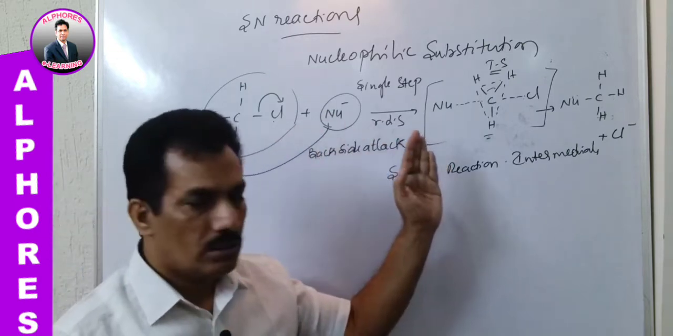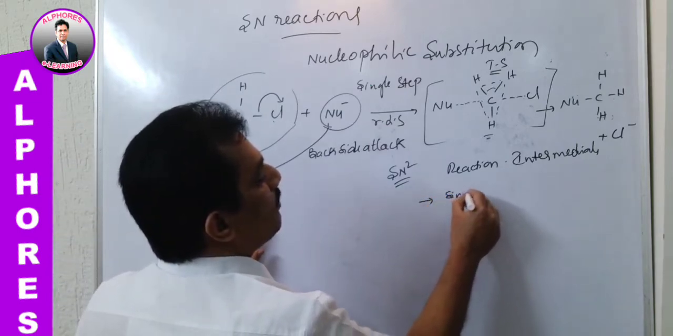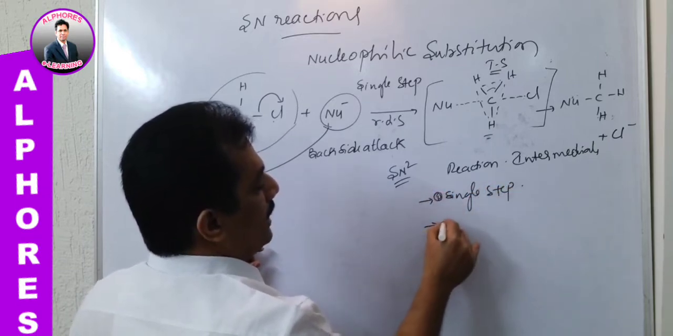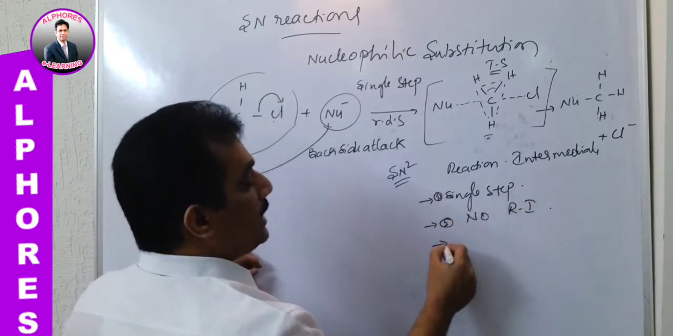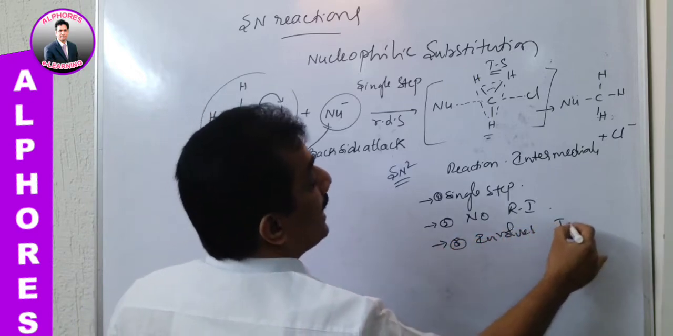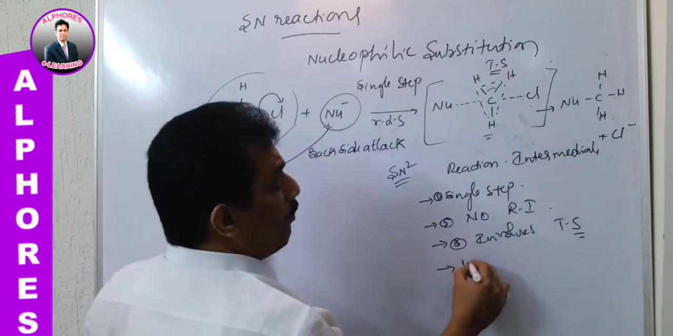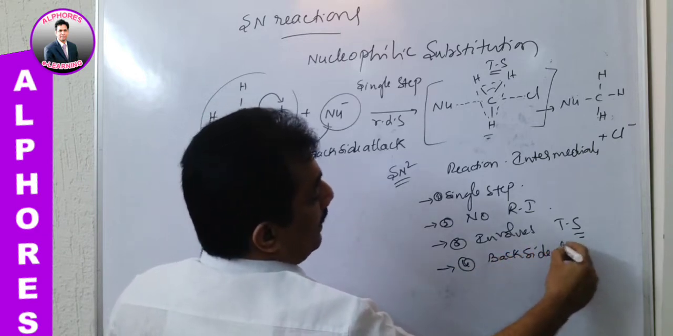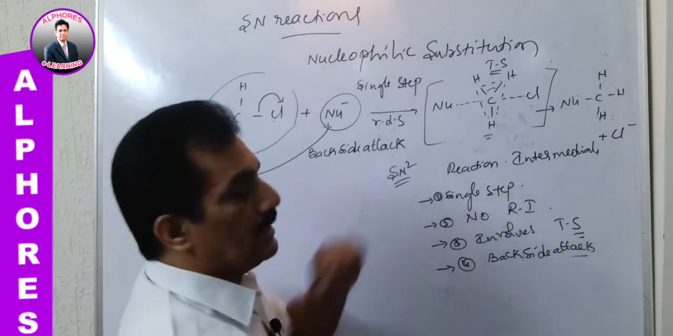With all this, now let us conclude the reaction. Here SN2 is a single step reaction. It has no reaction intermediate, and it involves only a transition state, and it always involves backside attack. Clear? And now let me explain this transition state.